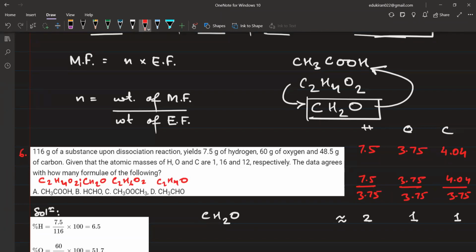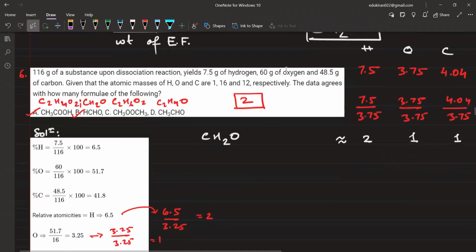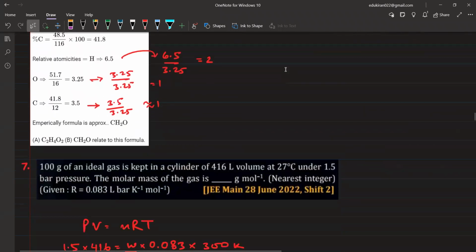Tell me, out of A, B, C, D, which ones are fitting the empirical formula. Yes, Hamza correct. Yes, Adriel correct. Krishna correct. Yes, very good. So A and B, both of these. So the data agrees with how many formulas? Your answer will be 2. Shall we write this question?